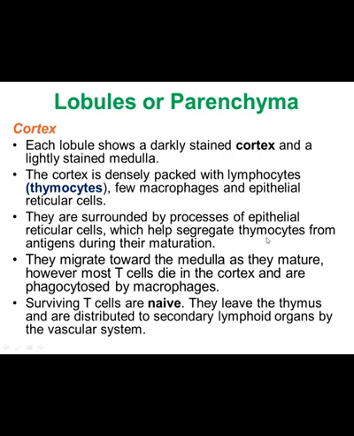So these epithelial reticular cells actually protect the thymocytes or lymphocytes which are going to mature. They migrate toward the medulla as they mature. However, most T cells die in the cortex and are phagocytosed by macrophages. The surviving T cells leave the thymus and are distributed to secondary lymphoid organs by the vascular system.